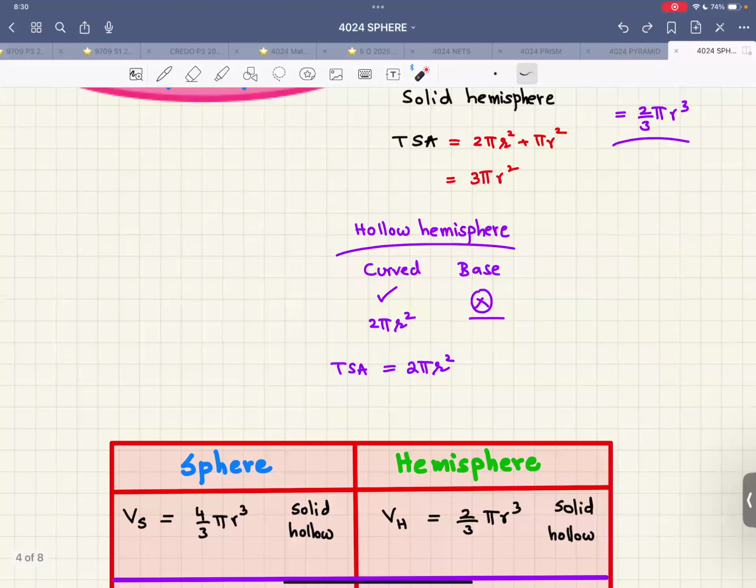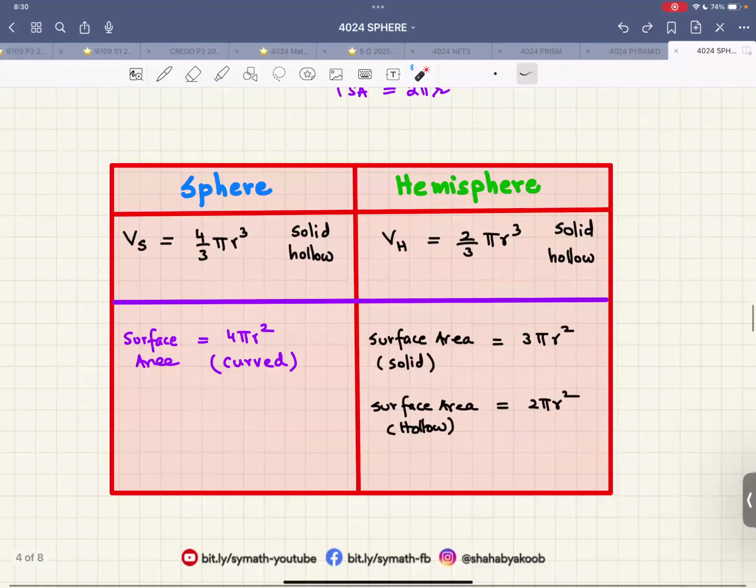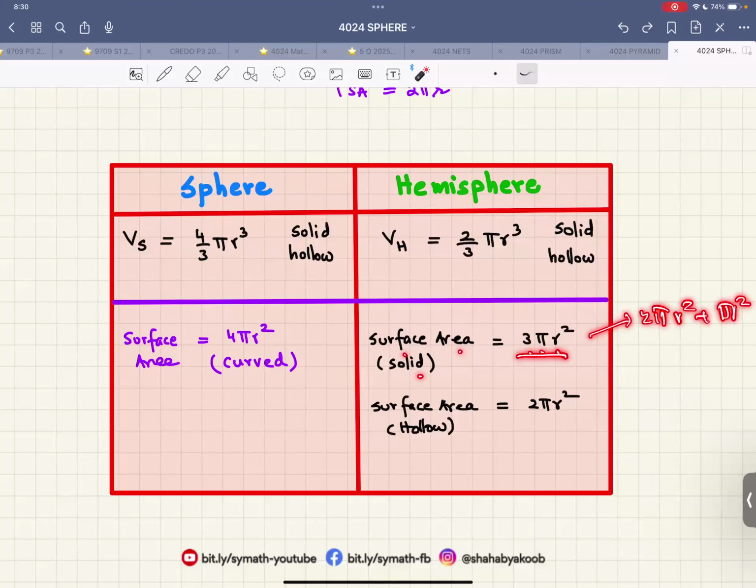Hollow hemisphere, the base is missing. So total surface area is 2 pi r square. And again, a comparison between the two. Sphere, volume is this. And it's solid or hollow, doesn't make a difference. Volume is unchanged. Surface area is on the outside. That's 4 pi r square. Hemisphere, solid or hollow, volume does not change. Surface area of solid, 3 pi r square, because this is 2 pi r square plus pi r square. That's what makes it 3 pi r square. Surface area of the hollow, it's only the curved surface area, that is this.